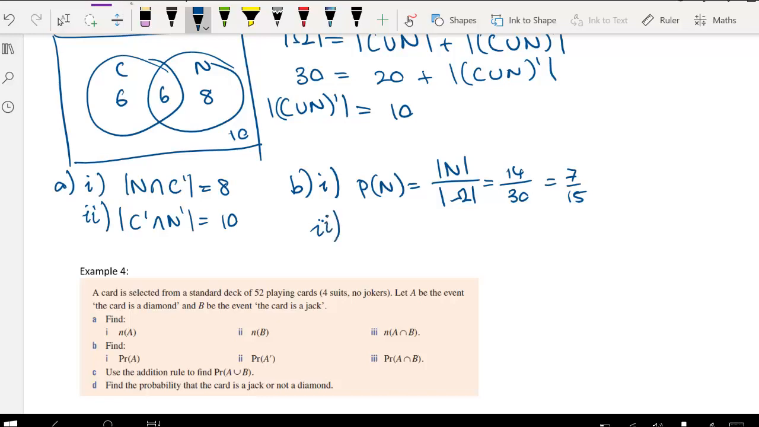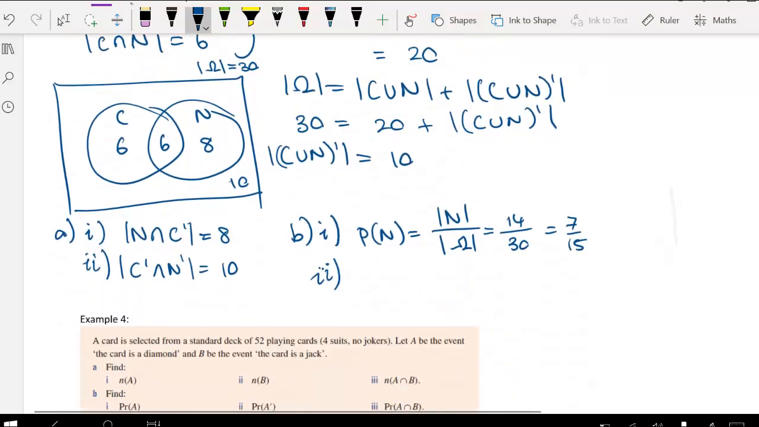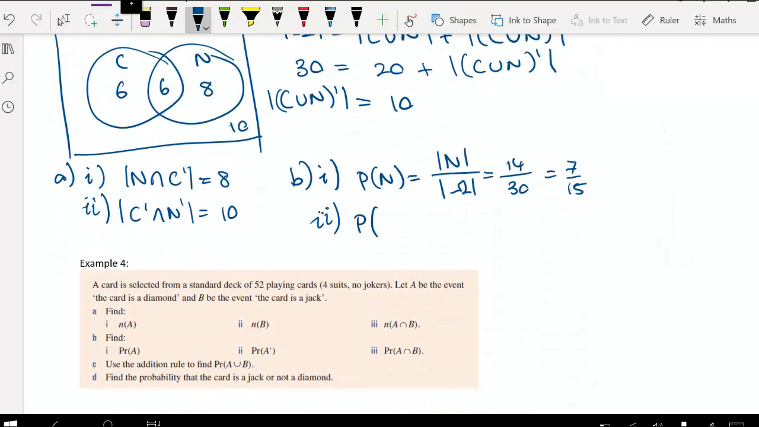We look at part 2. We're looking at netball only, so we're looking at the probability of netball and not cricket. So the cardinality of netball and not cricket over the cardinality of the universal set, which is 8 over 30 and simplifies down to 4 over 15.